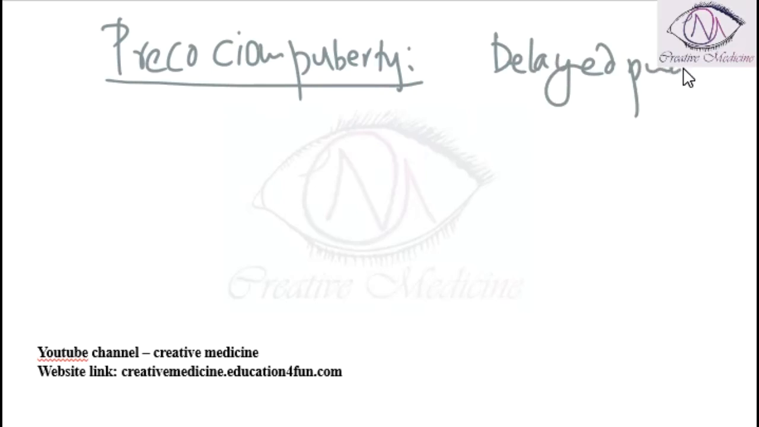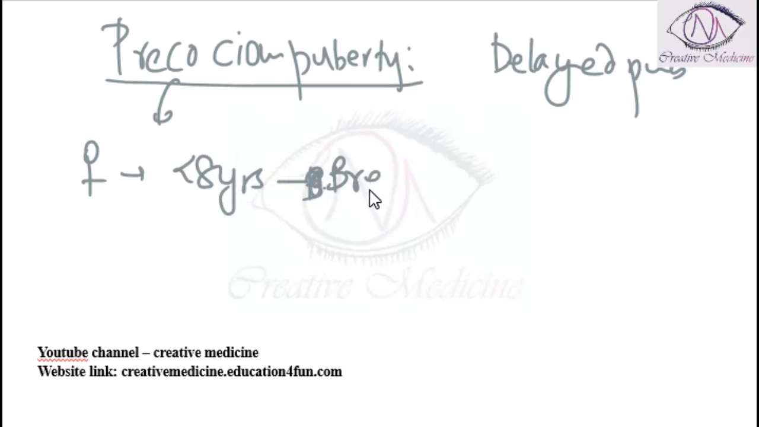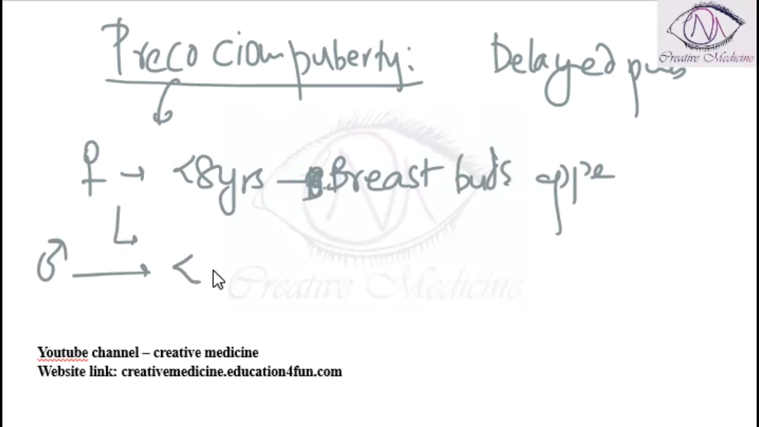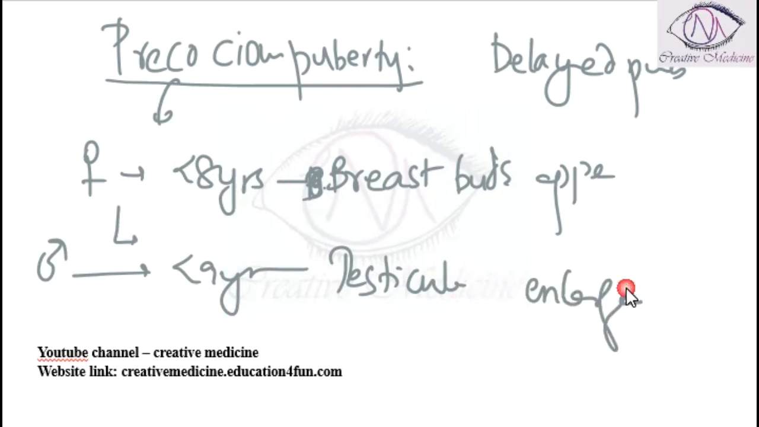Precocious puberty in females: if puberty occurs in females less than 8 years of age, that is precocious puberty. That means if the breast budding occurs less than 8 years of age, then it is precocious puberty. In males, if puberty occurs less than 9 years of age, that is, if testicular enlargement occurs less than 9 years of age, then it is precocious puberty.